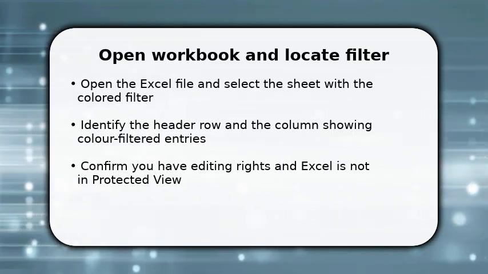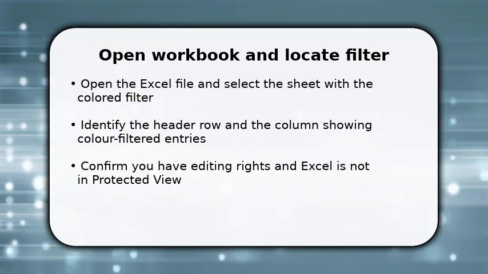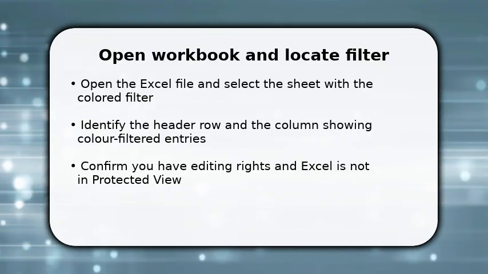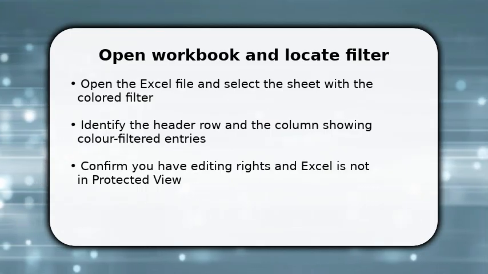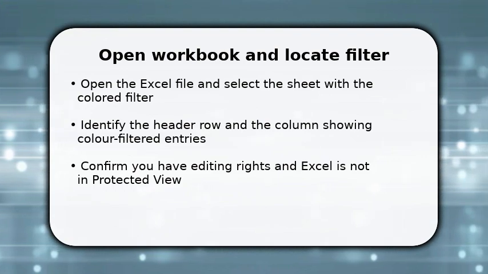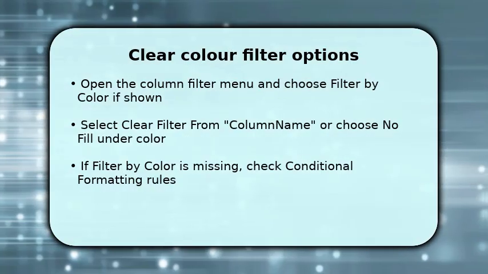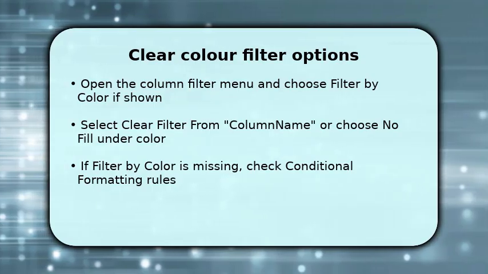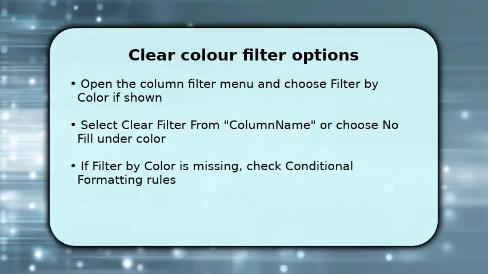Now click the specific column's filter arrow to expose the filter menu. This is the first actionable step to removing color-based filtering, not just values. So proceed to the filter options. Once the filter menu is open, look for Filter by Color. Excel groups color filters there.